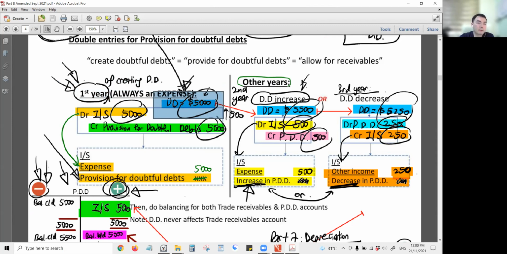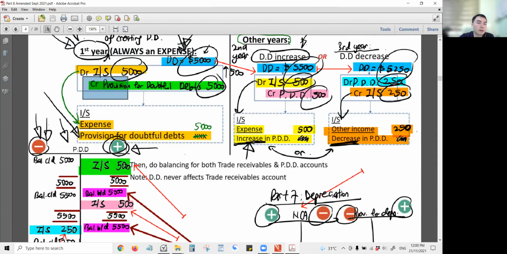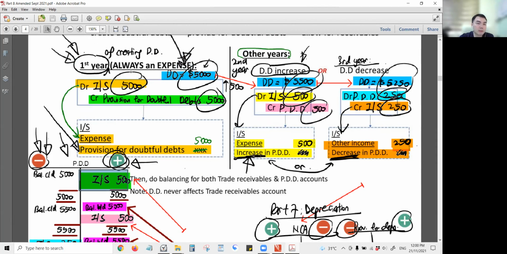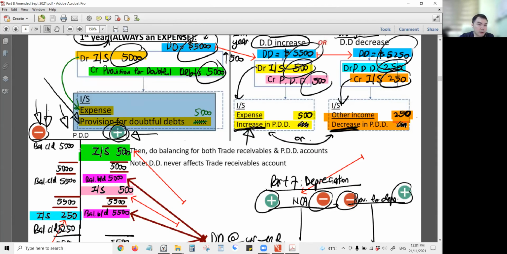Increase, right? Therefore, for the first year, in the double entries, you always credit provision for doubtful debts. Why? Why credit provision for doubtful debts? Because that's where the plus is. Okay, therefore you credit provision for doubtful debt 5,000. Okay, debit income statement means you show it as an expense in the income statement. Okay, and then you balance it. Okay, you balance the account. Then you get balance c/d 5,000.